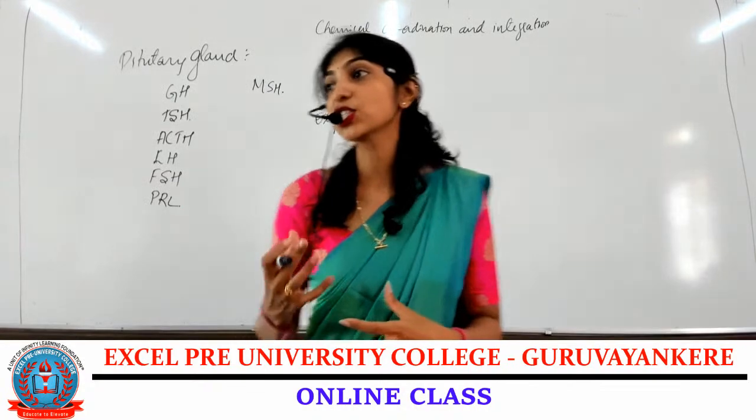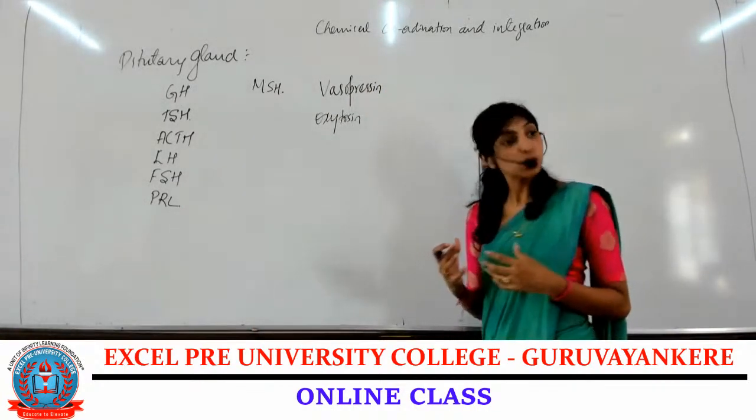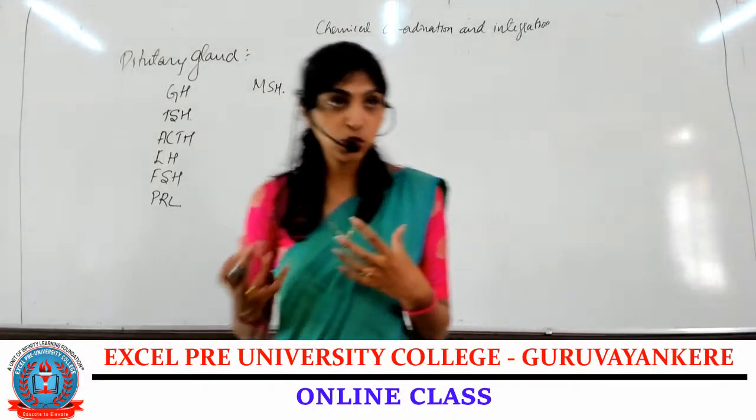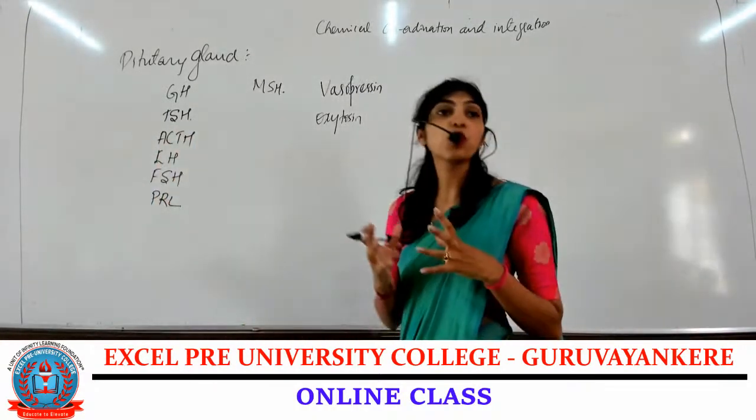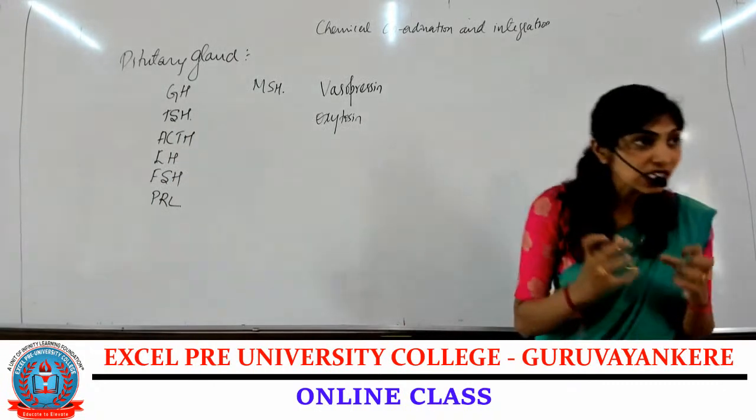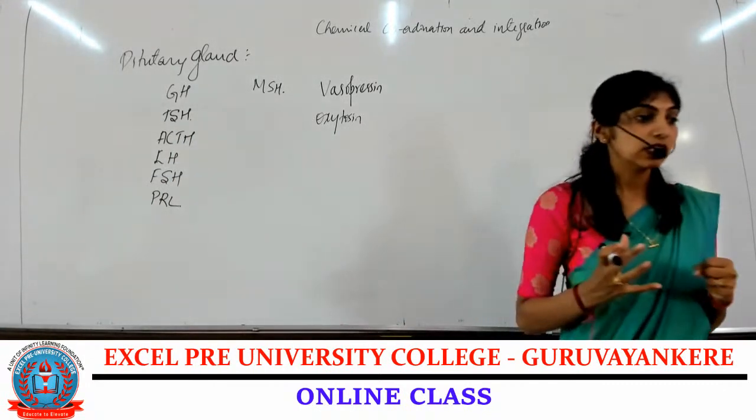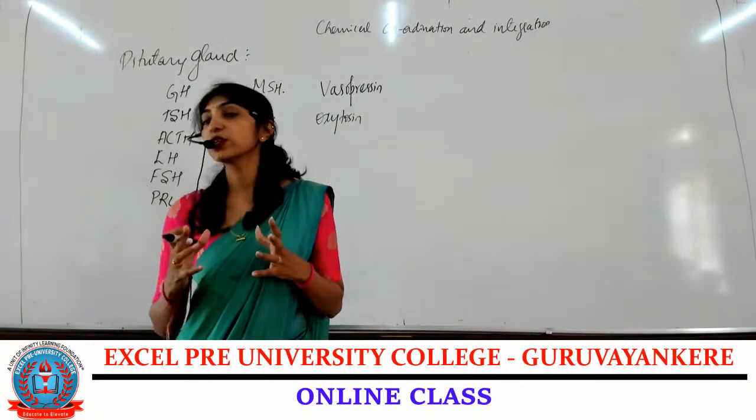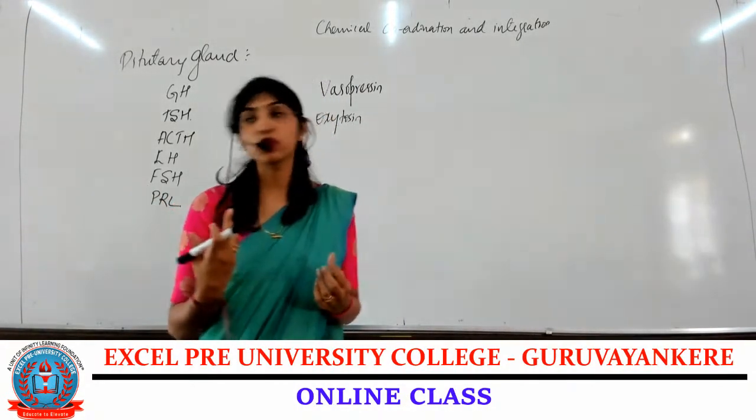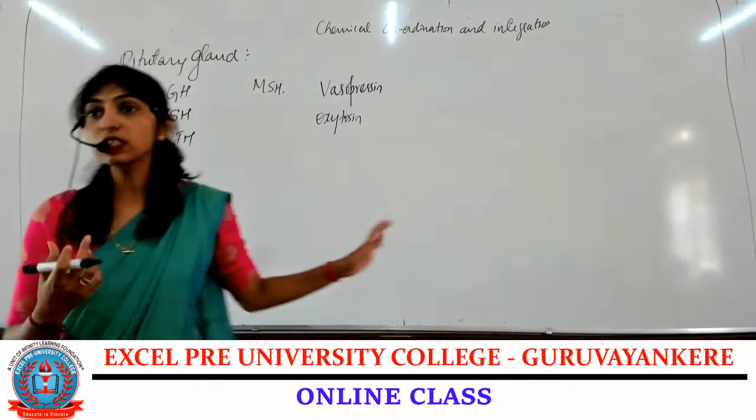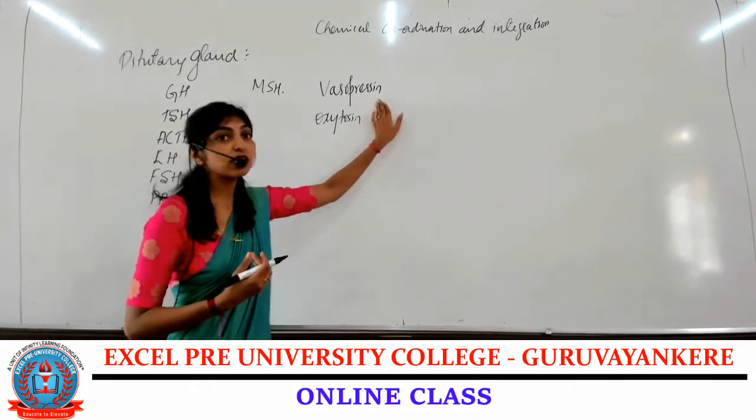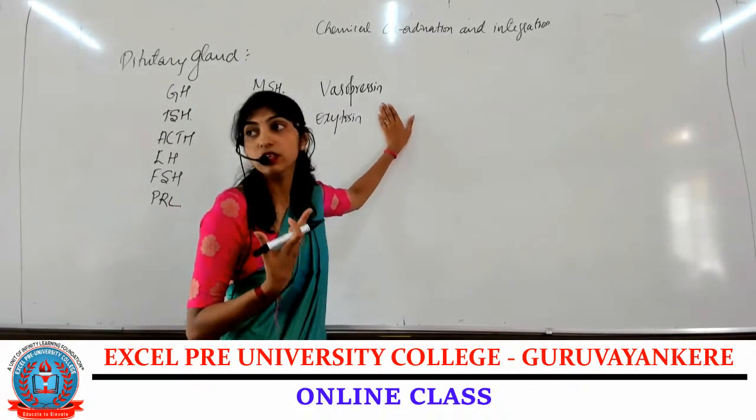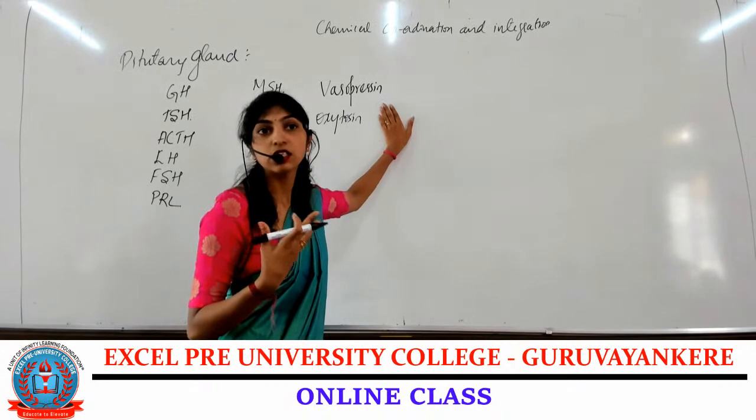Oxytocin, what is the main function? It acts on the smooth muscles, especially in females during parturition. It mainly acts on the wall of the uterus, and due to the vigorous contraction of the uterus, the parturition or the delivery of the baby takes place. Clear?